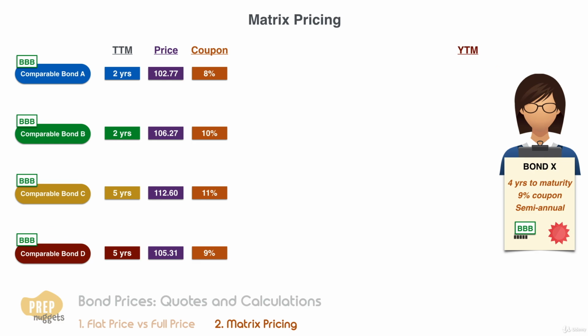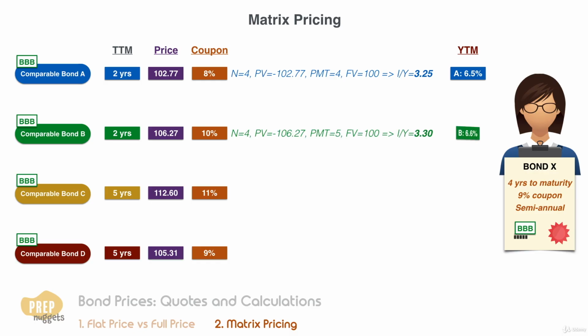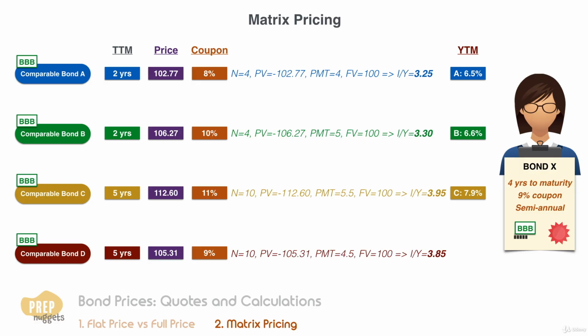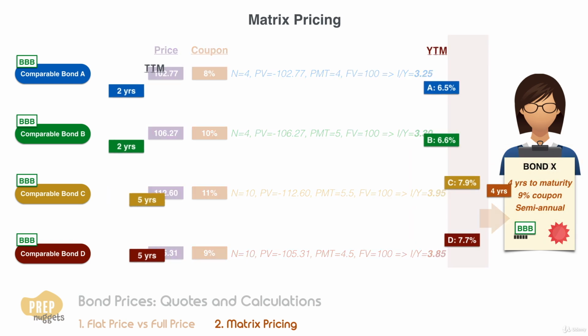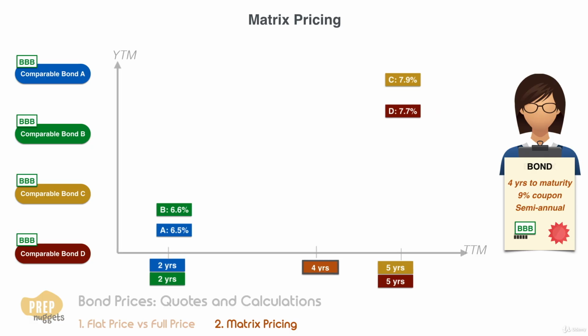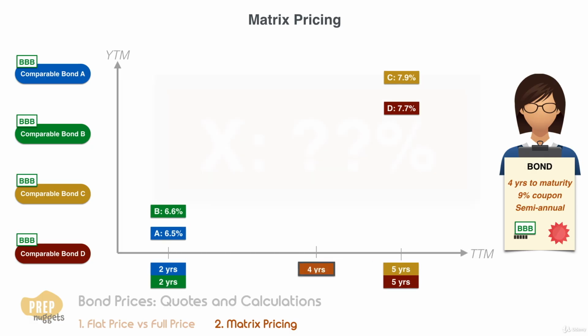You should be familiar with this by now. Using the discounted cash flow method, we get a yield to maturity of 6.5% for bond A, 6.6% for bond B, 7.9% for bond C, and 7.7% for bond D. The key is to use the rates of comparable bonds to estimate the market discount rate for the bond we're interested in. As we know, the discount rate tends to increase with the time to maturity as there is a maturity risk premium. Our bond of interest has 4 years to maturity. None of these comparable bonds have 4 years to maturity, but we can use their yields to estimate its yield.